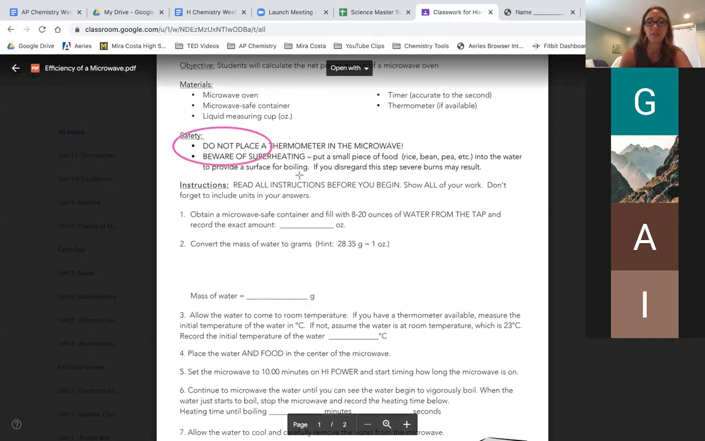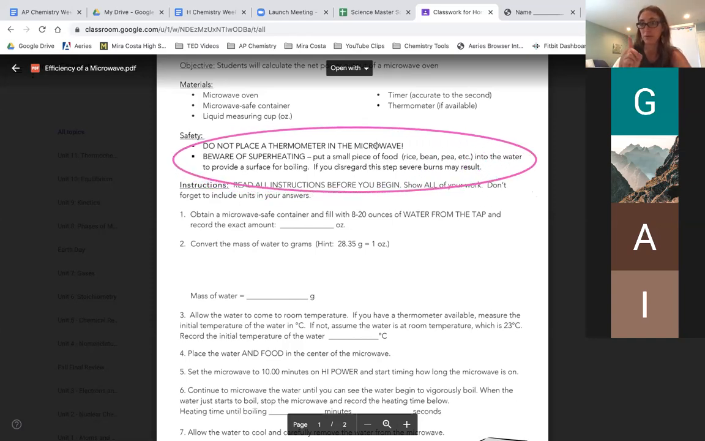Notice the safety precautions here. It says, don't place a thermometer in the microwave, number 1. And number 2, beware of something called superheating. If you just take a bowl or microwave safe dish with some water and put it in the microwave, there's something that can happen called superheating, where if there's no place for bubbles to originate and boil, sometimes that water will not look like it's boiling, but it's actually above boiling point.